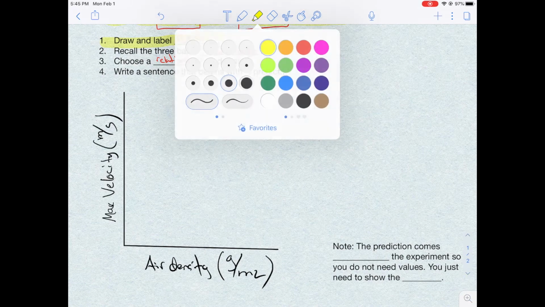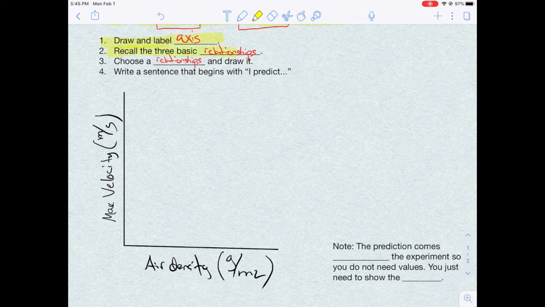And then the next thing is we just want to recall or remember the three basic relationships. Try to remember right now. Can you remember them? Yeah, the three basic ones: direct relationship, an inverse relationship, and no relationship. So which one do you think this one is?